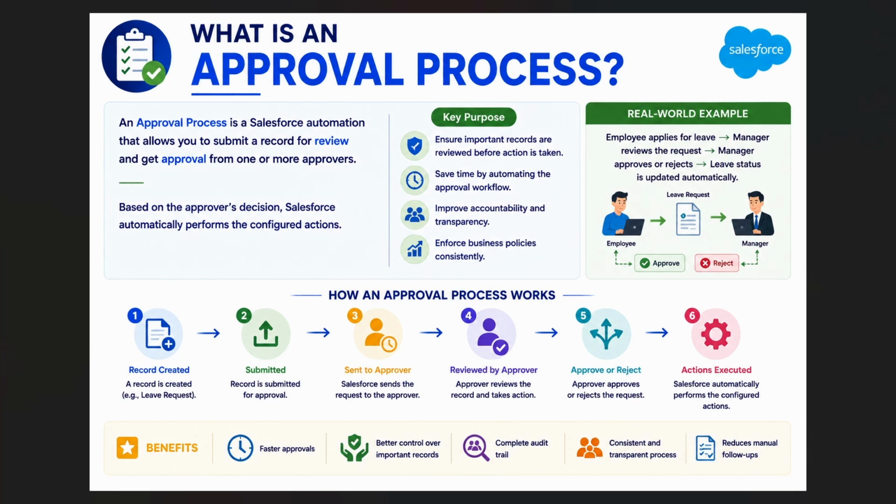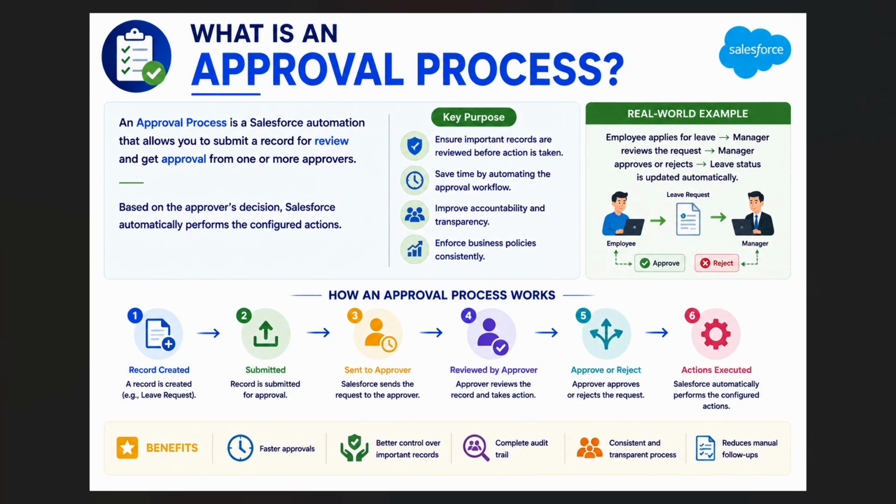An approval process is a Salesforce automation feature that allows us to submit a record to one or more approvers for review and approval. Once the record is submitted, Salesforce can automatically send approval requests. It can also lock the records. It can notify the approver. It can also route the record to the appropriate person. It can perform actions when the record is approved. It will perform actions when the record is rejected too.